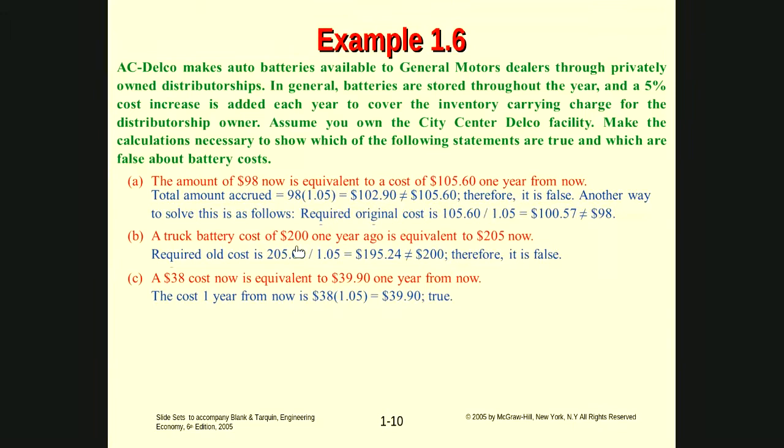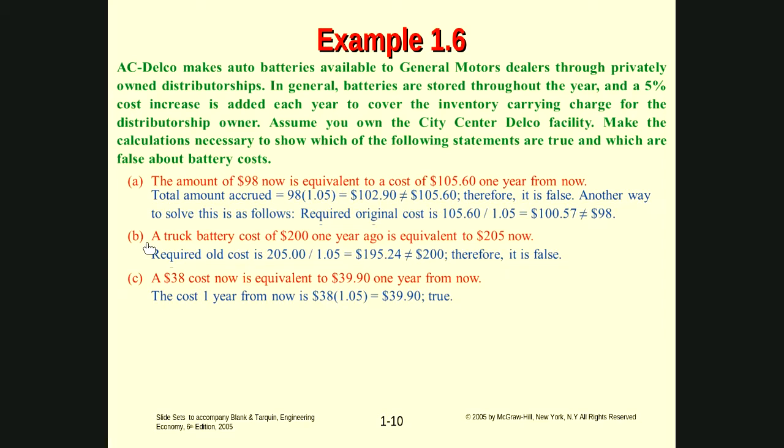Okay, so let's go to the second statement. A truck battery cost of $200 one year ago is equivalent to 205 now. These types of statements you can guarantee are expected in exam 1 especially. I bring these types of questions and you have just to pay attention. The question is asking about now or in the past or in the future. So you have to be careful in reading the statements.